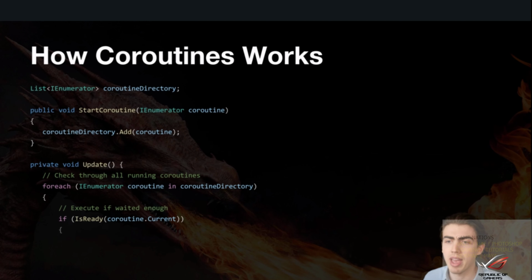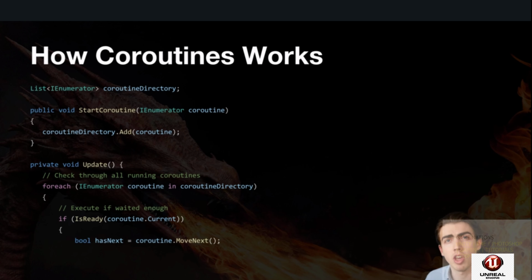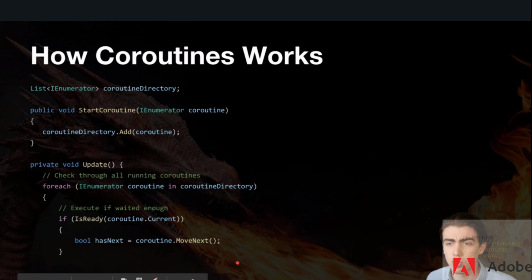If so, if we have waited enough, then we can call move next on the coroutine, and the side effect of that is that it's going to execute the code after the yield return. So it's going to execute the code after the wait for seconds. So it does exactly what we want it to do, waits for seconds and then moves on. So that's basically the idea. It calls move next when we have waited enough.